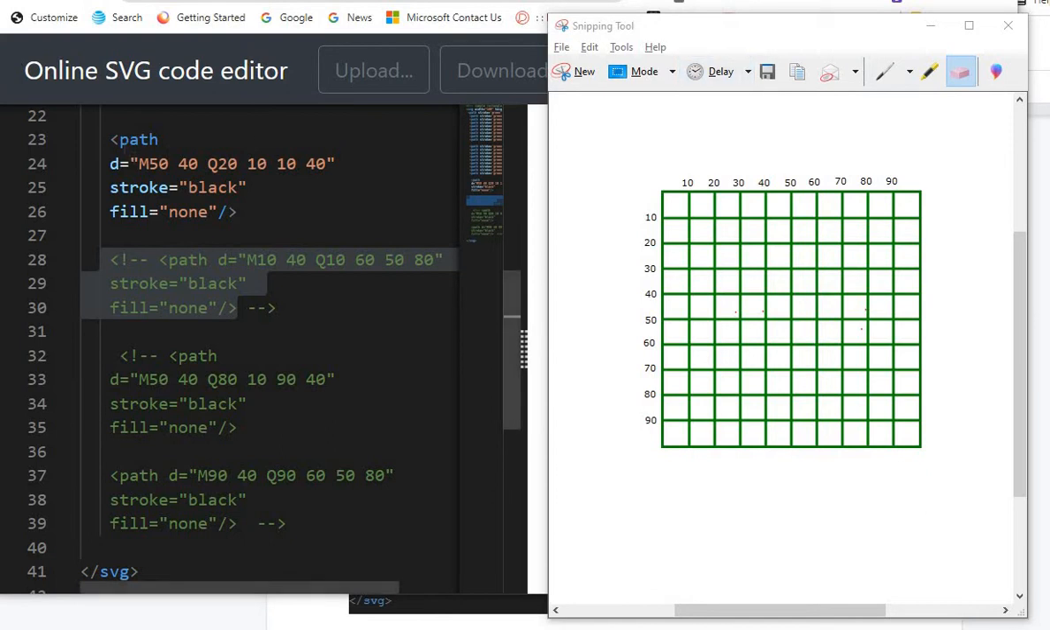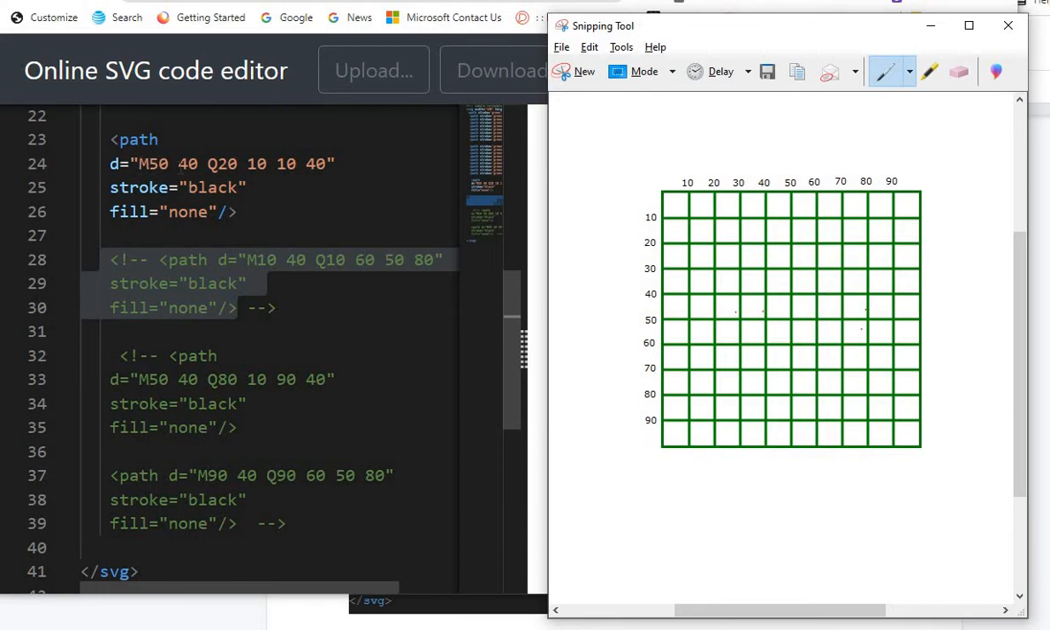Now I have one example here. As you can see, it says path d equals M50 40 Q20 10 10 40. Now let's see what these are. These are actually, in simple terms, coordinates. So I have a grid system here, and I will show you how to draw this one with the grid system. First let's see what this means.